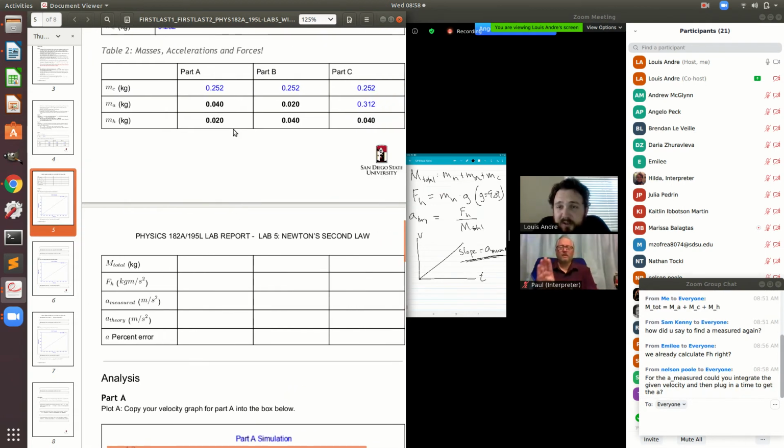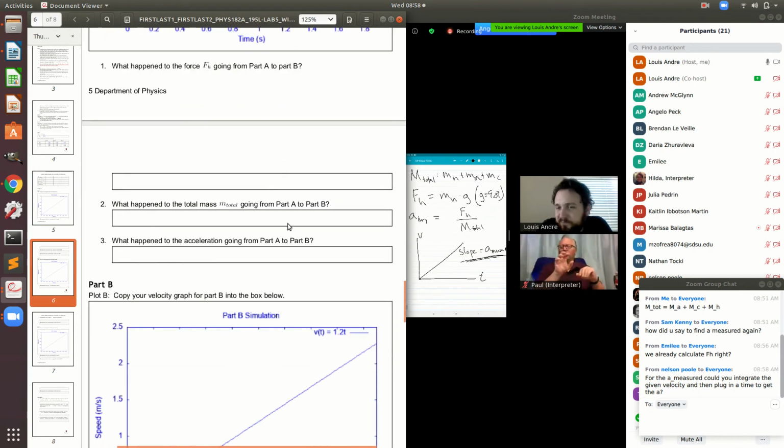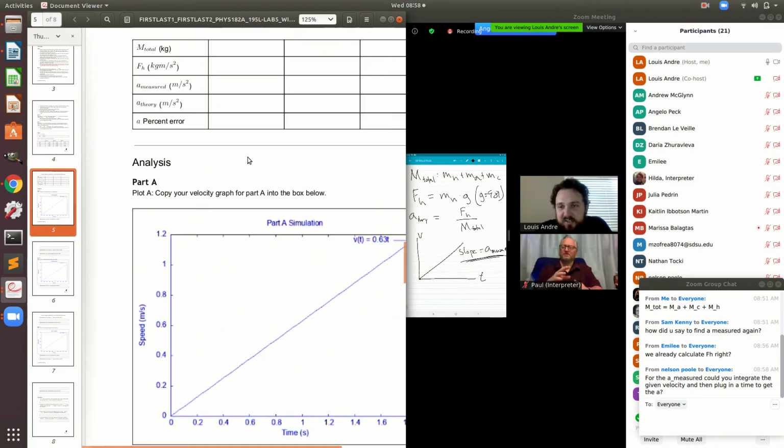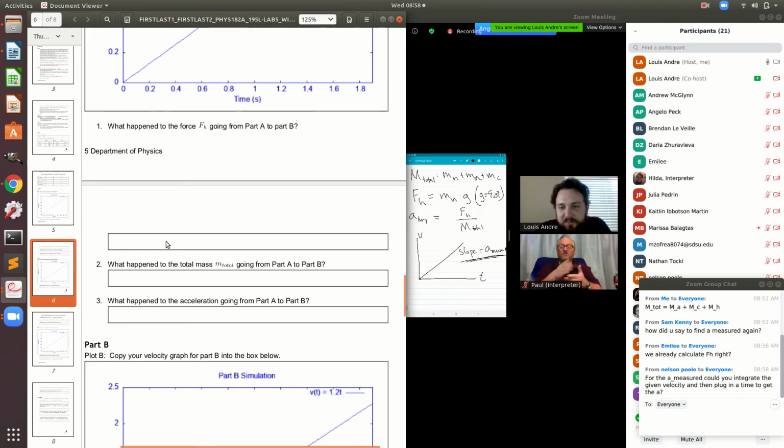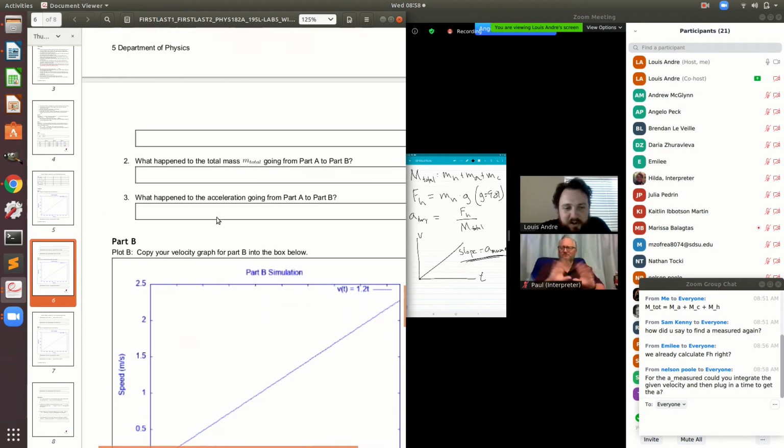Well, you can see it's 0.252 plus 0.04 plus 0.2, 0.252 plus 0.02 plus 0.4. It's the same, right? So nothing happened. They're the same. Okay, what happened to acceleration going from part A to point B? You're just answering some very qualitative questions. Really nothing too deep, at least in this first part. It almost seems like you wouldn't even really need to say anything here. It's kind of obvious stuff, but just go ahead and write it out for me.